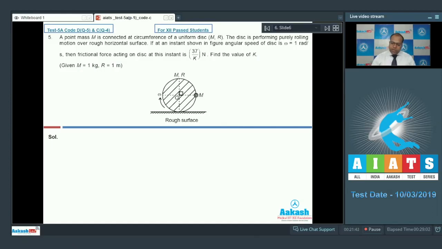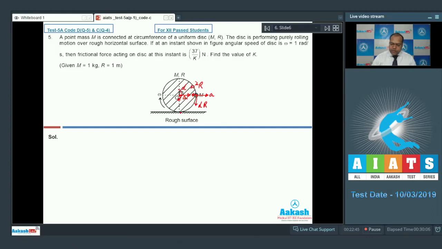Let the center of mass of the disk be moving in this direction with acceleration a, and it is rotating with angular acceleration alpha. So if I see the acceleration of this point mass m, then a acceleration is acting in this way, alpha into r is acting in this way, and due to the presence of angular velocity, it has a component of acceleration omega square r.